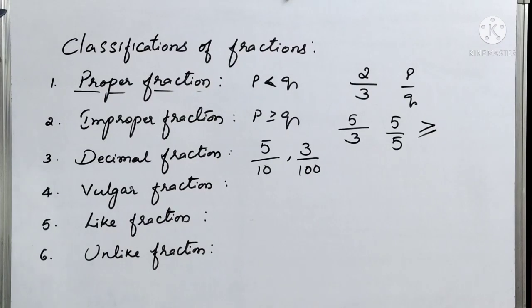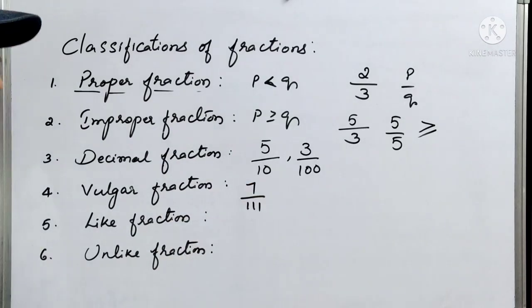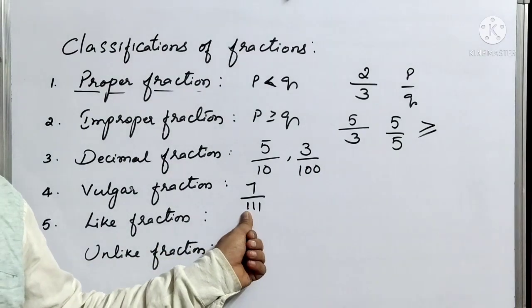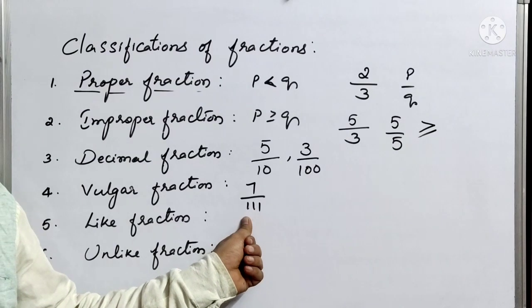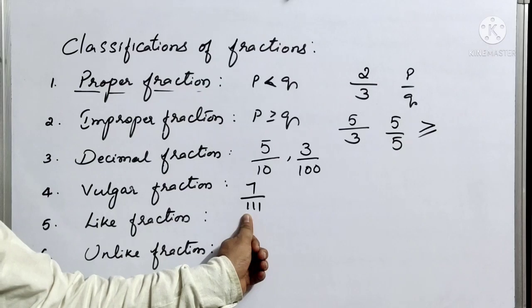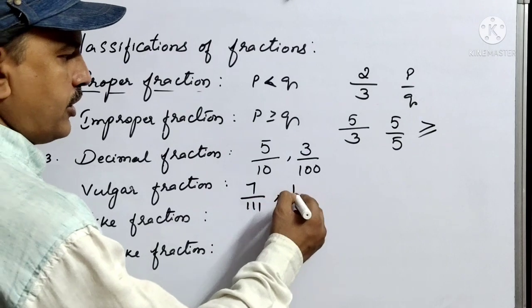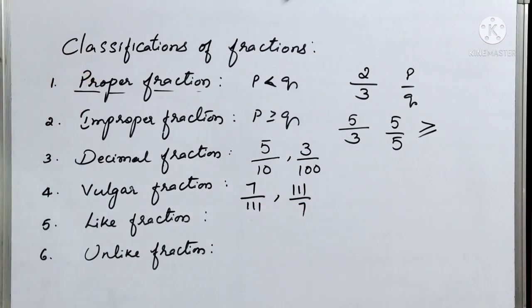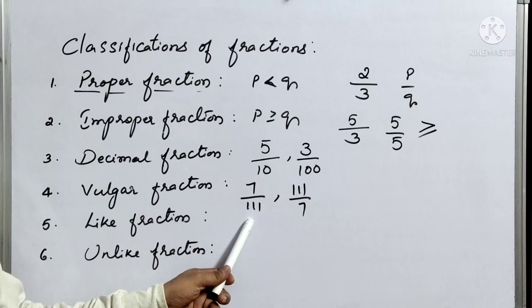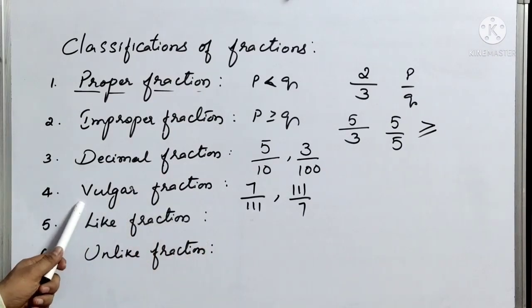Okay, now coming to the vulgar fraction. Vulgar fraction means, suppose like this, I gave an example. The denominator should not be divisible by 10. You can even write it like this also, children. So the denominator should not be divisible by 10. Such types of fractions are called vulgar fractions.